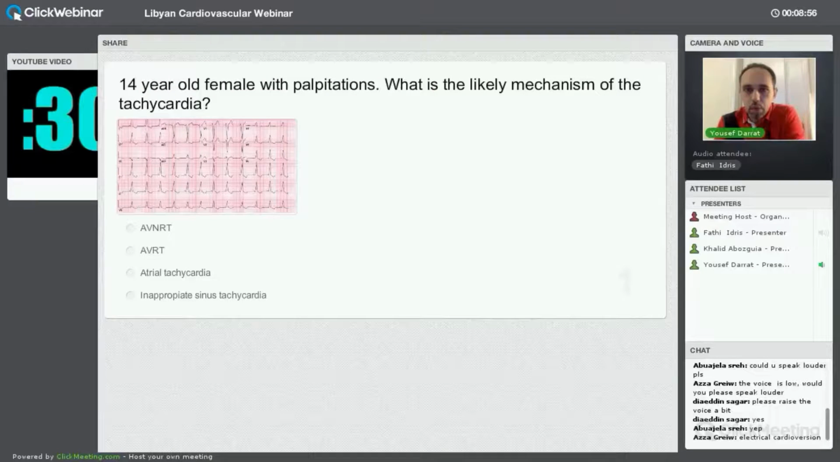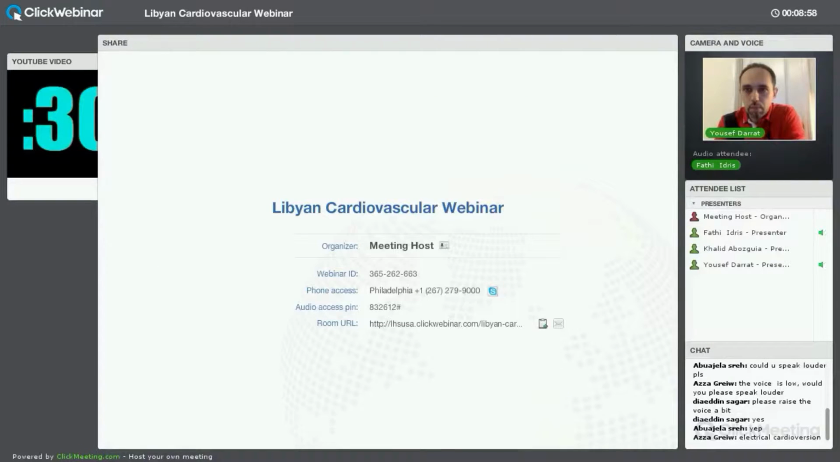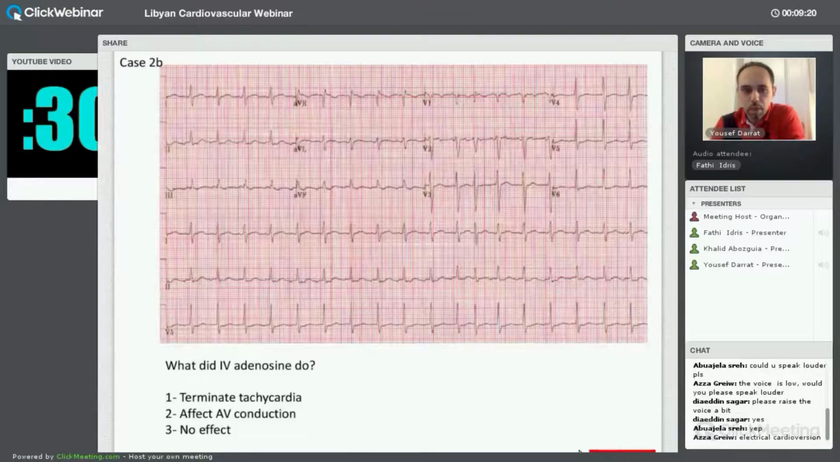Okay, I think I closed it. Let me pull it up. Share results. Most have answered the right answer, which is IV adenosine. About 60% voted, and I think there was only one who voted IV fluids, but the rest voted for IV adenosine. So, IV adenosine was given. What did the IV adenosine do?